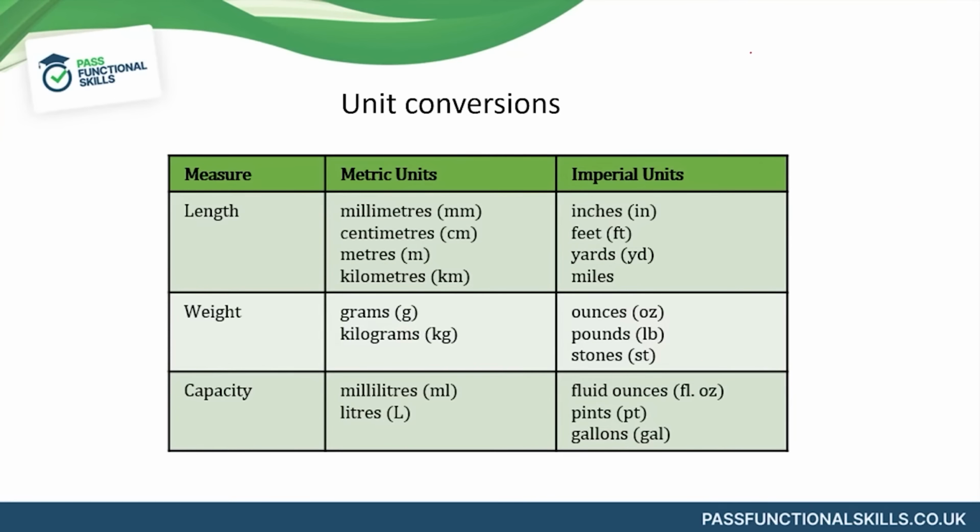Okay, so moving on to units conversions. Now, there are metric units and there are imperial units. So for length, the metric units are millimetres, centimetres, metres, kilometres. For imperial, they are inches, feet, yards and miles. For weight, metric is grams and kilos, and for imperial is ounces, pounds and stones. And for capacity, or otherwise known as volume, you've got millilitres and litres. And for the imperial, fluid ounces, pints and gallons.